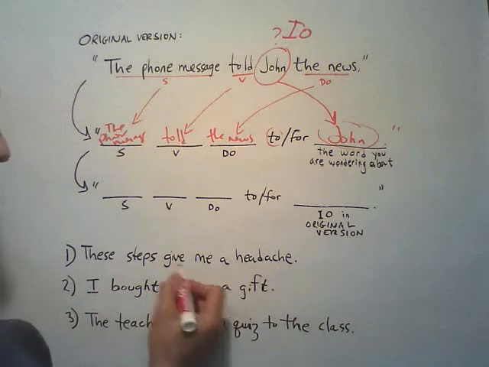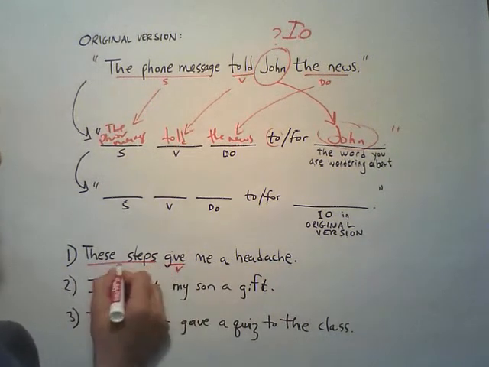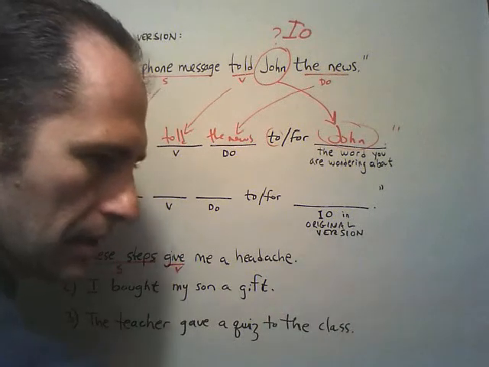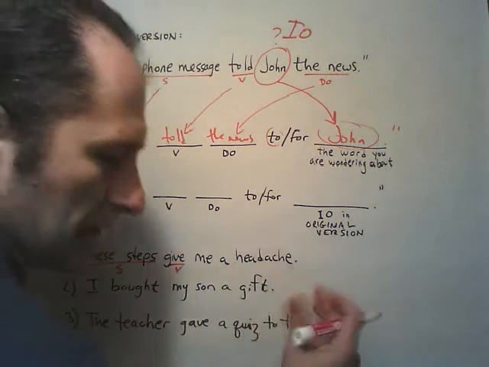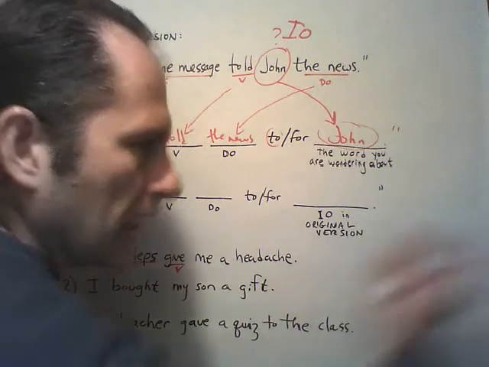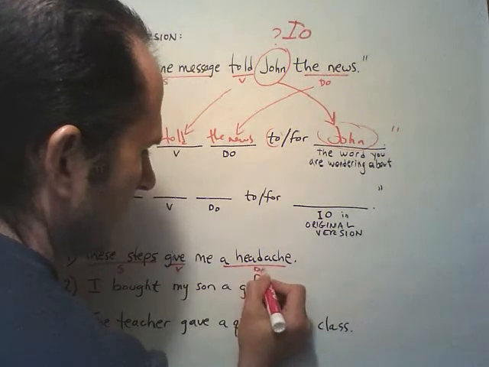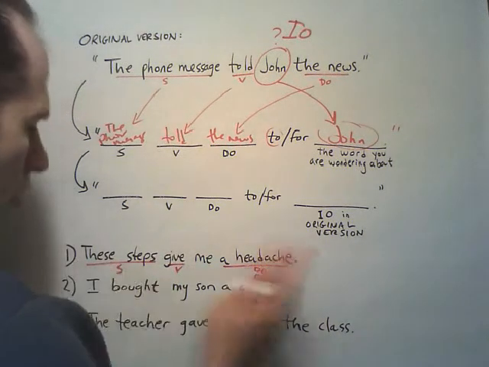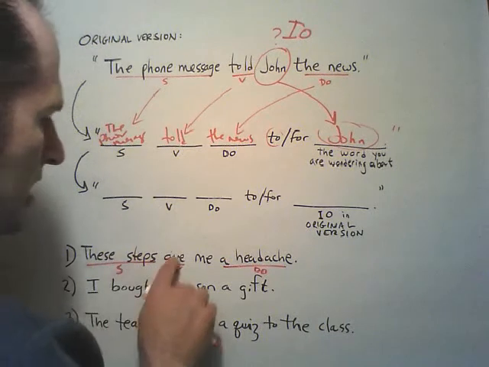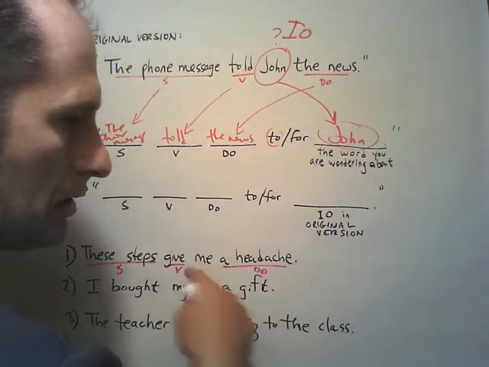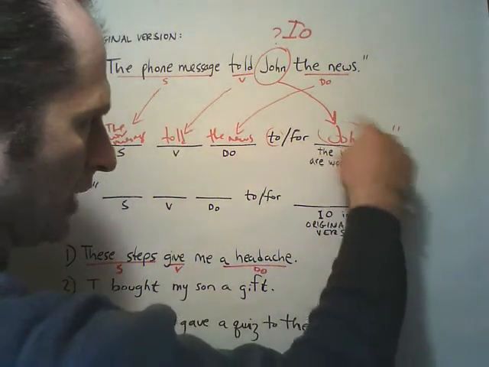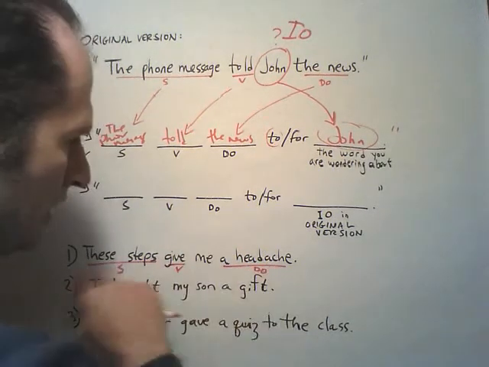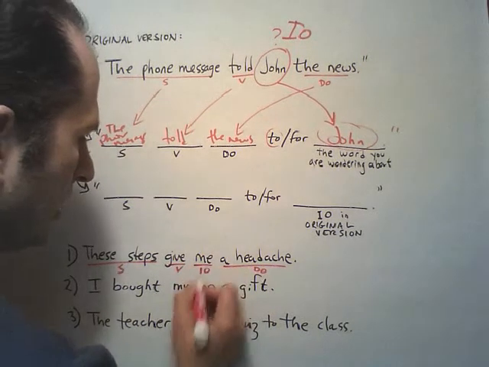These steps give me a headache. Give is the verb. Who or what gives? The steps. Subject, verb. The steps give who or what? They give a headache. This is your direct object. Now, I'm wondering, what's the word me? Can I say it this way? The steps give a headache to me? Yes. Then me, since it went here, is going to be an indirect object in this version of the wording of the sentence.